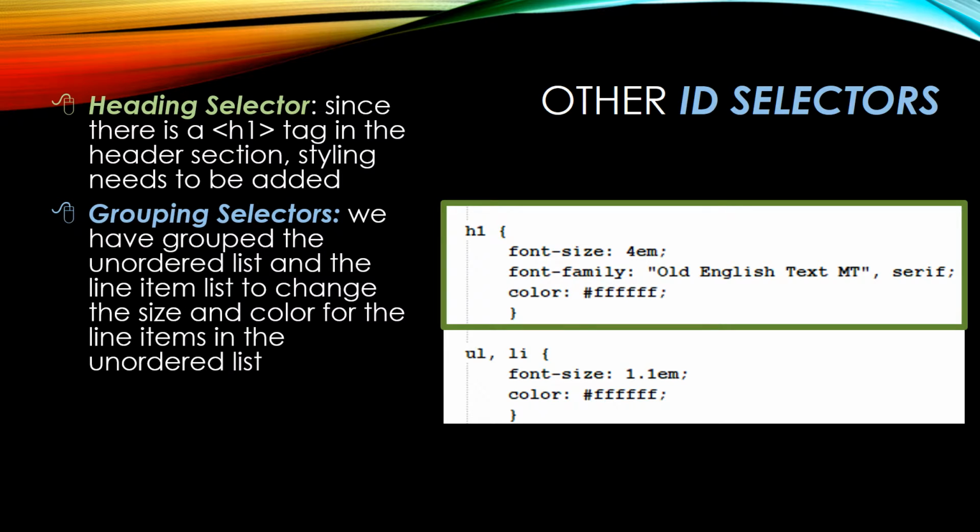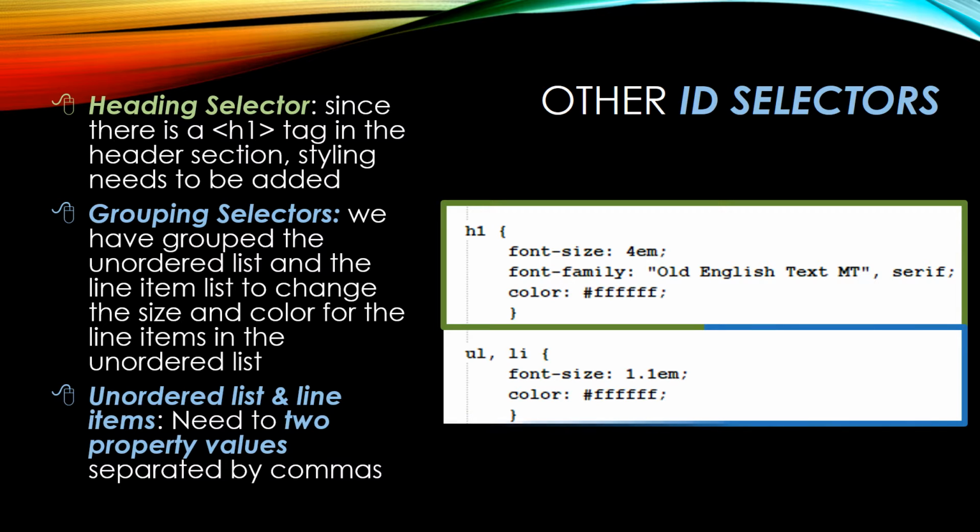We also have set up ID selectors for the unordered list and the list item tag. Notice that we put these two together, so we've grouped these two selectors because we want to apply the same type of formatting to both. So in this case, we are going to change the font size and the color for both the unordered list and the line item.